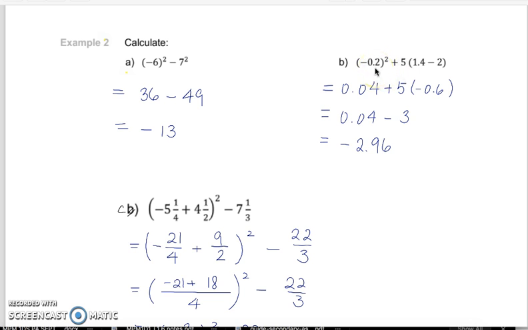So work out -0.2 to the power of 2, which is positive 0.04. I should simplify brackets before I multiply, so I just put down plus 5 and work out 1.4 minus 2, which is -0.6. I have an addition and a multiplication. Do the multiplication first. This is 5 times -0.6. It is -3. And lastly, add 0.04 and -3, and you get -2.96.